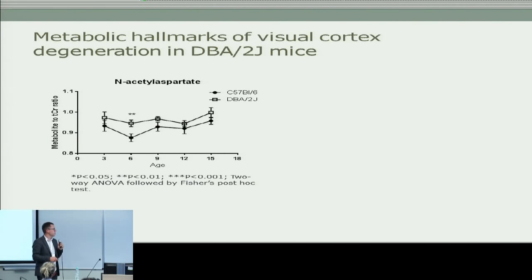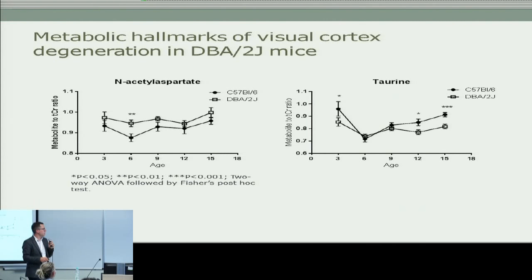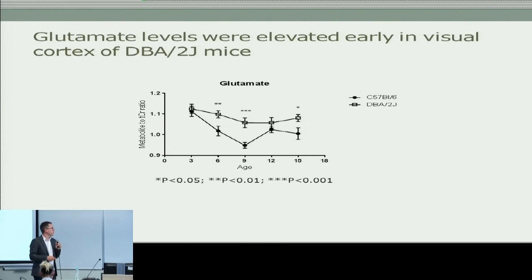So as you can see, there is no apparent difference in N-acetyl aspartate, which is believed to be a marker for neurons, and this is consistent with human studies. But on the other hand, there is a late difference in the taurine concentration, which is believed to be a marker for astrocytes. And we also saw a pretty early difference in the glutamate concentration. It was much higher at the very beginning of the disease in the glaucoma group.